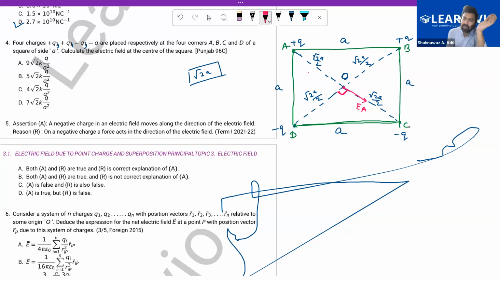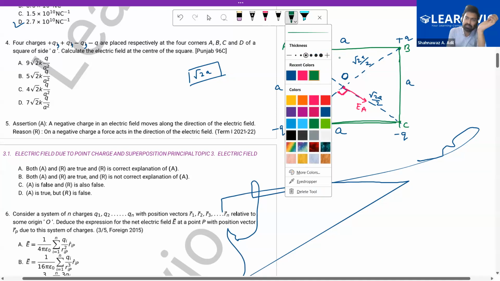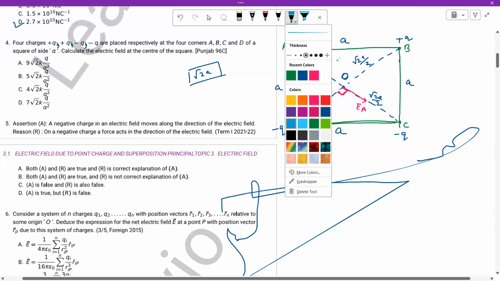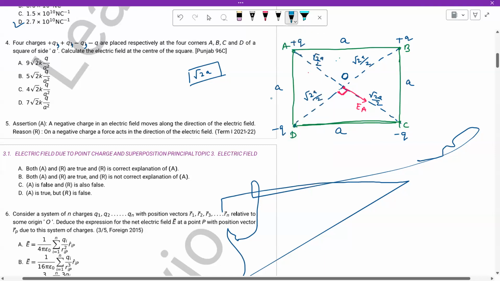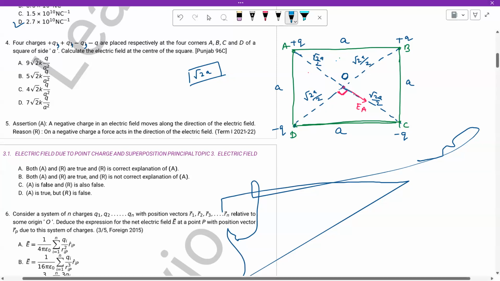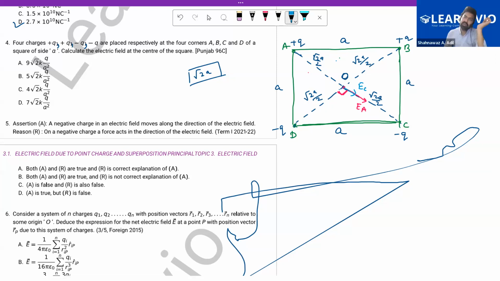If I talk about contribution from C, what would be the direction of that? It will be upwards from there. Upwards. This is, remember, minus, so that would be attractive, right? Yeah. So the same direction as here. Clear? Okay.